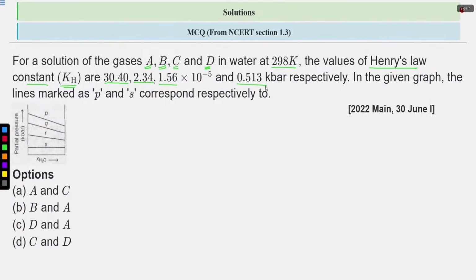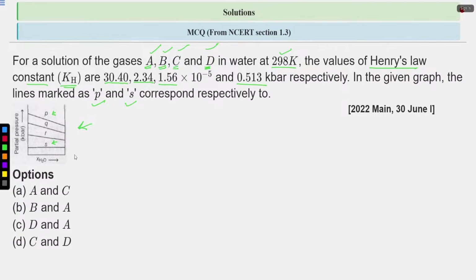Okay, so we have a solution of gases A, B, C, and D at a particular temperature in water, and the values of Henry's constant for the respective gases are also given. In the given graph, the lines are marked as P and S. Okay, so we have a graph here. The lines marked as P and S will correspond to which gas? This you have to tell.